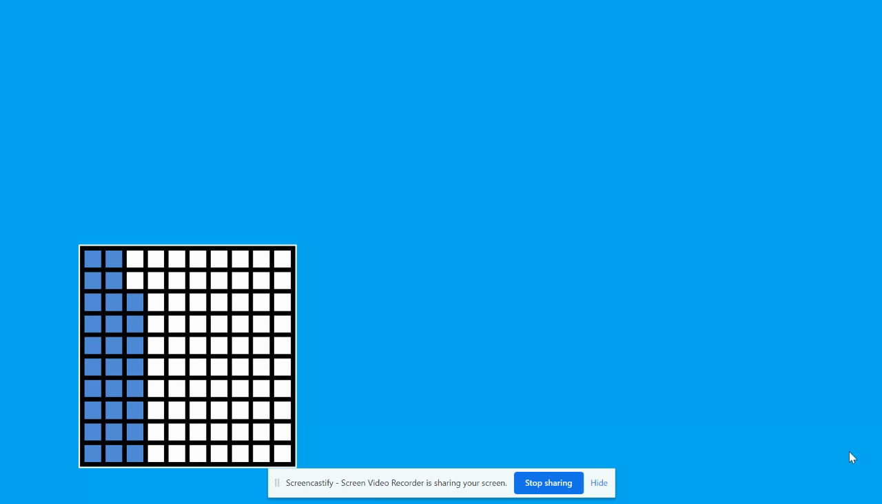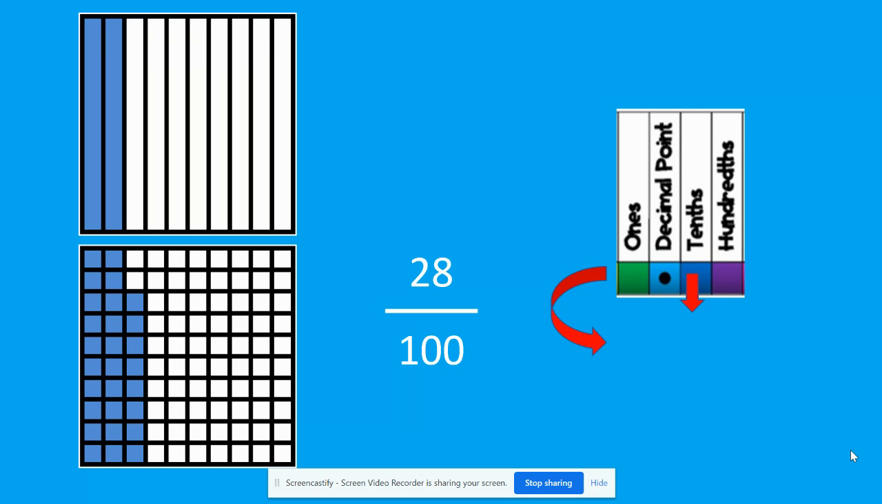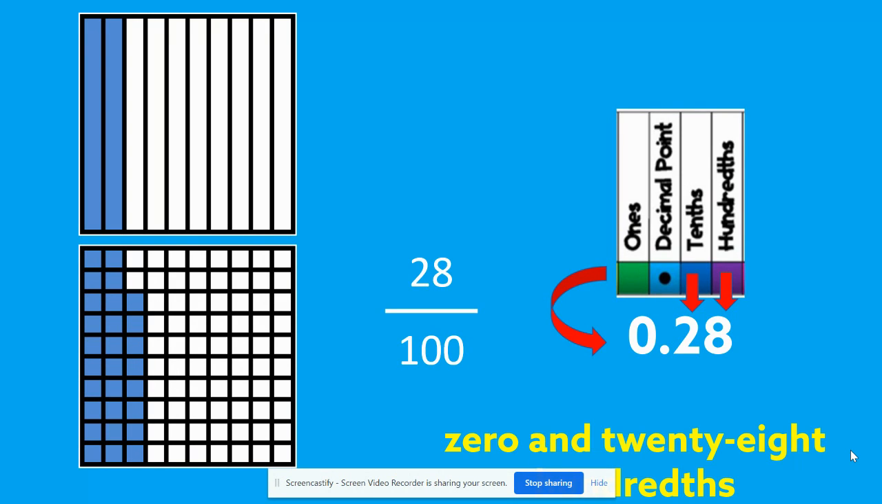This time it looks like I have 28 parts shaded. So as a fraction, I have 28 hundredths. With my place value chart again, I have no whole numbers. In my tenths, if I look at a tenths model, I do have 2/10. So I would put a 2 there, and then I would have 8 little hundredths left over. So I'd have a 2 in the tenths place, an 8 in the hundredths place, but I would just read it as 0 and 28 hundredths.